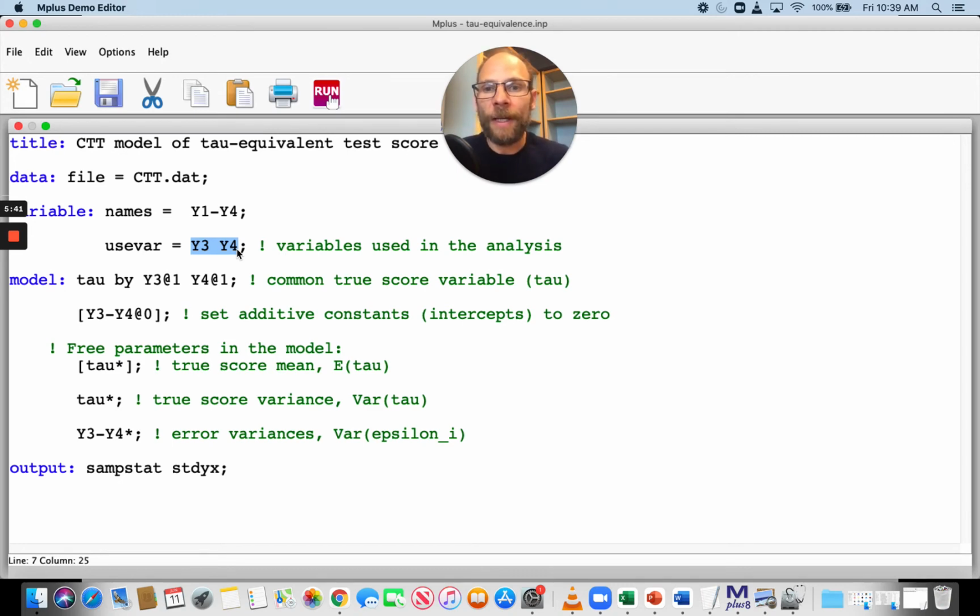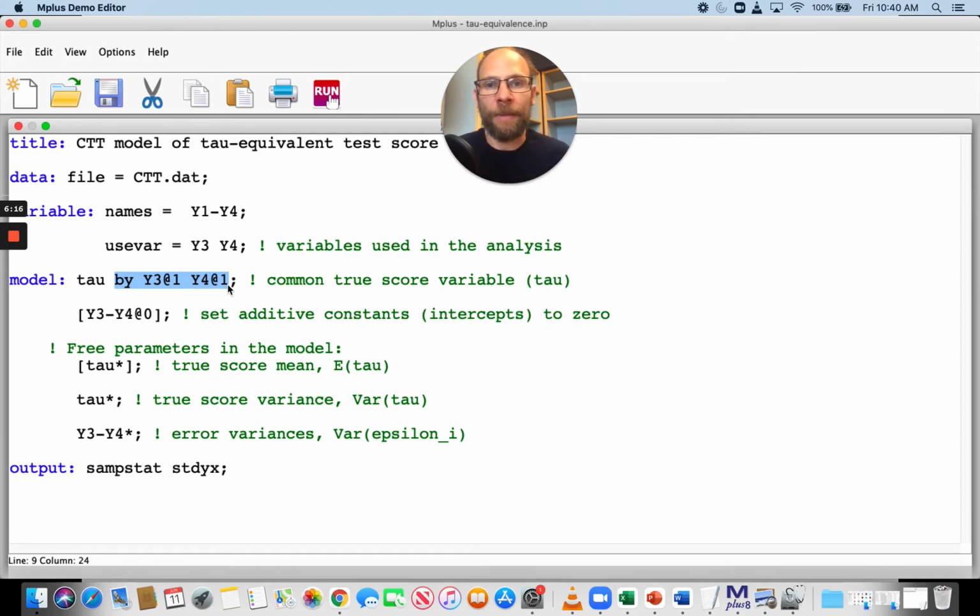How do we do that? We specify a factor model in Mplus, a confirmatory factor model, and we call our factor tau or whatever you like. You could also just call it F for factor or T for true score or something like that. And then you say tau is measured by Y3 and Y4, each with a fixed loading of 1, because the model of tau equivalence implies fixed loadings, implies that the measures have the same loading because they're assumed to measure exactly the same true score without any loading differences or intercept differences or something like that.